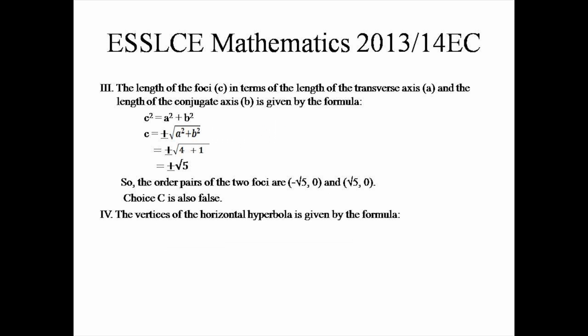The vertex of the horizontal hyperbola having center at the origin is given by the formula (±a, 0).